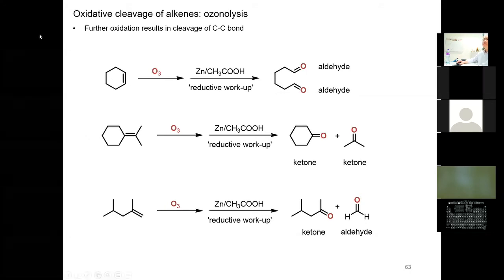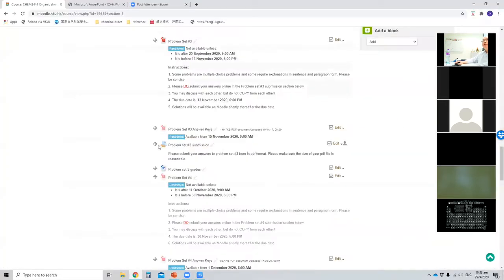The net result of ozonolysis, as I mentioned, is that you cut the carbon-carbon double bond. For each of the carbons you cut, you link it with a double-bonded O. In this case, you have 2 aldehydes. And in this case, you have 2 ketones, right? Each carbon connects to a double-bonded O. And in this case, you have 1 ketone, which is connected to here, and 1 aldehyde.